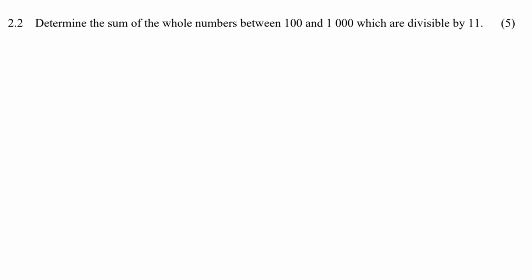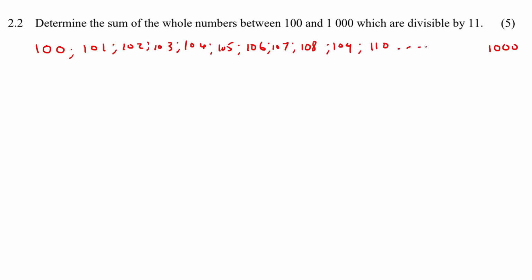Determine the sum of the whole numbers between 100 and 1,000, which are divisible by 11. Okay, so we've got the numbers 100 all the way to 1,000, and they're saying all the whole numbers. That's just normal numbers. 101, 102, 103, 104, 105. You get the idea, right? 110 all the way to 1,000. Now they want the ones that are divisible by 11.